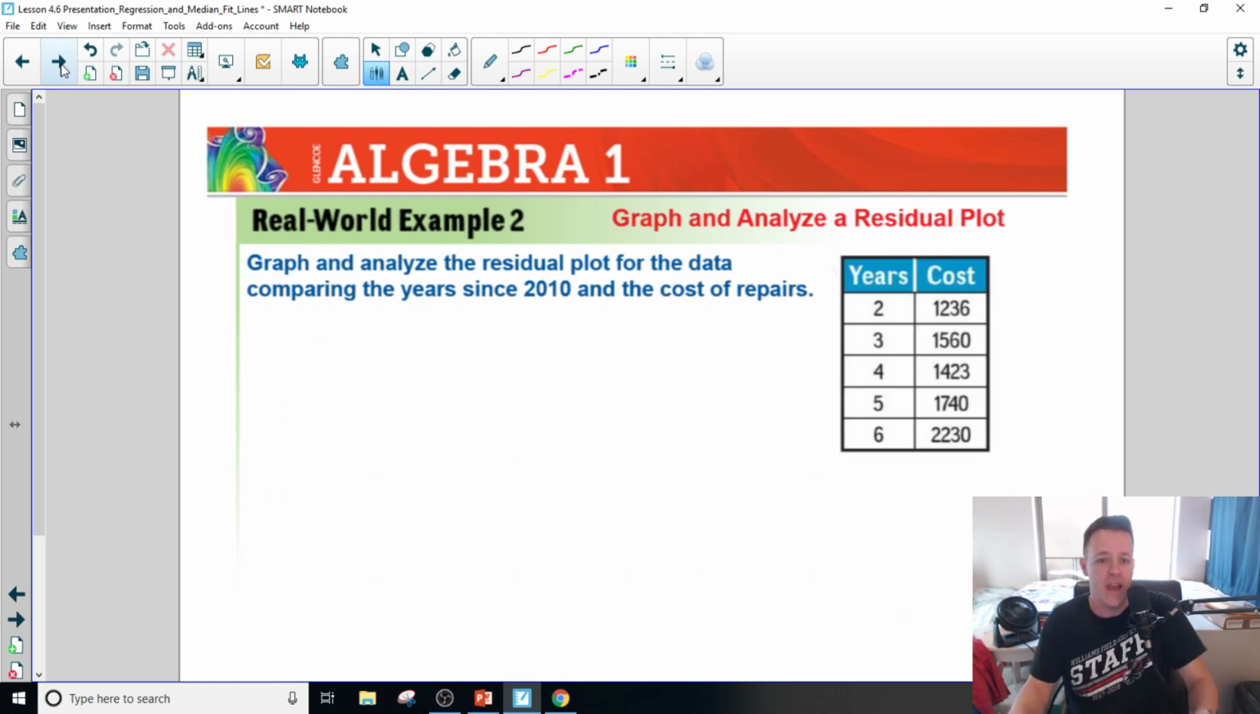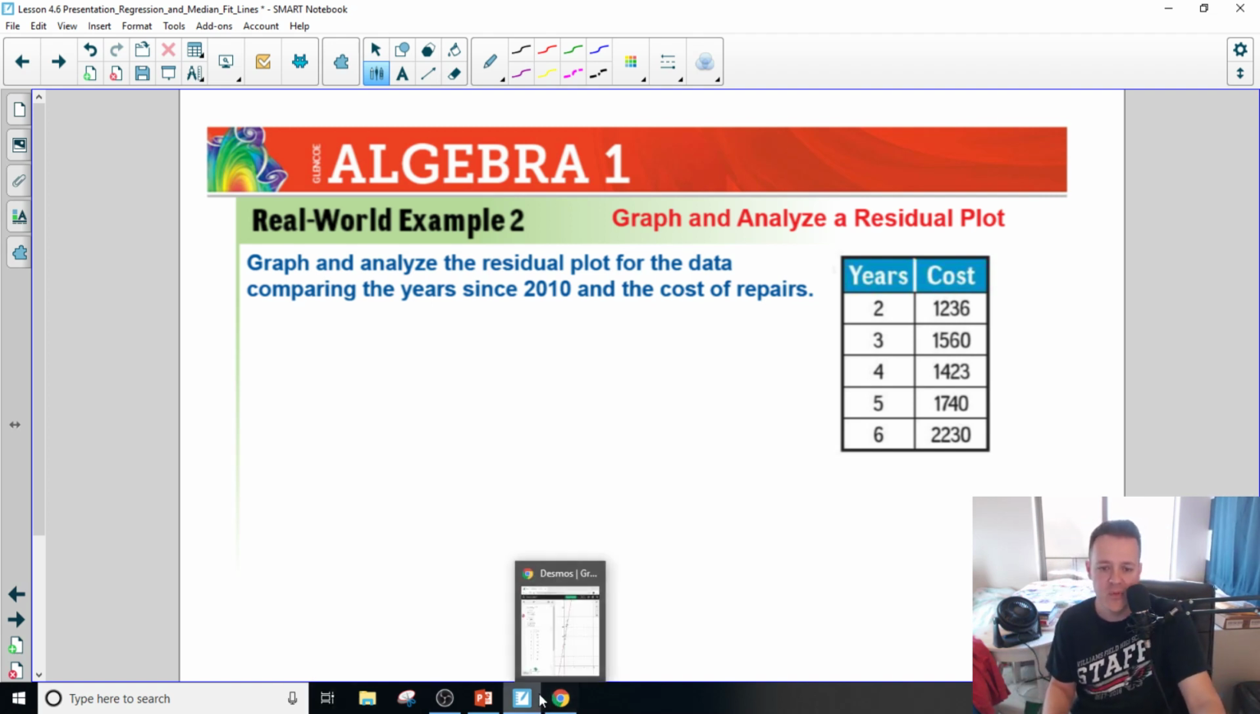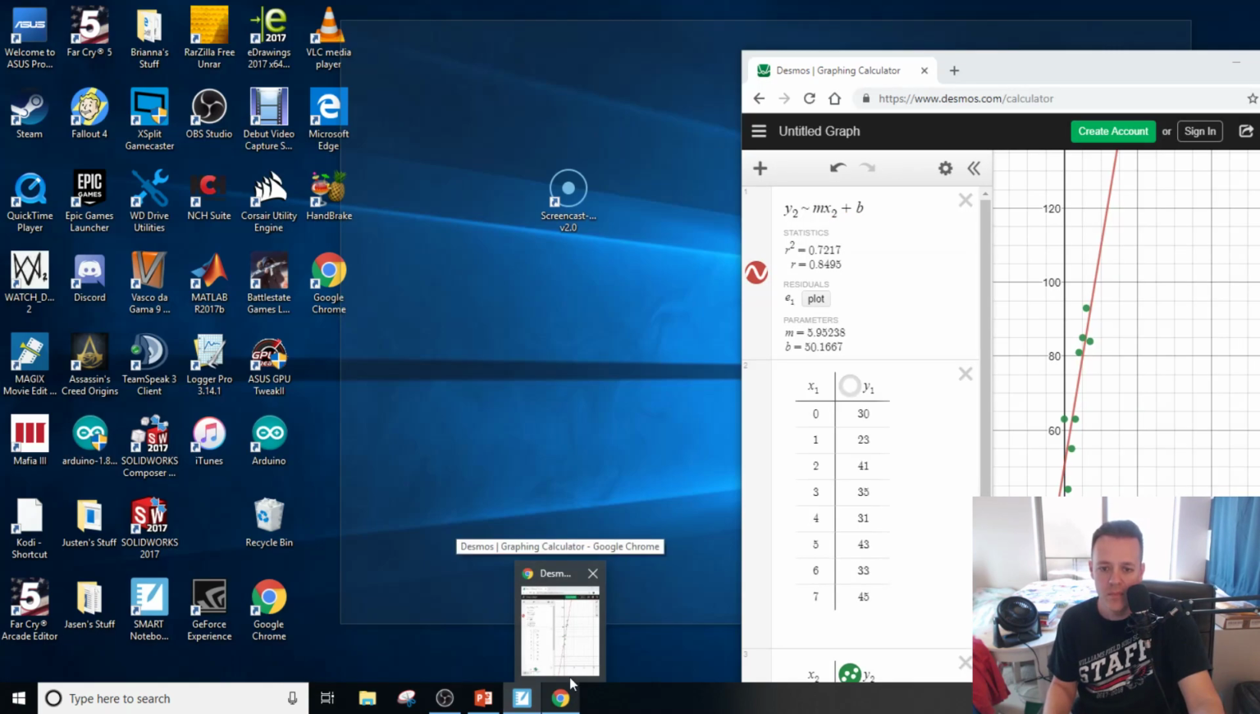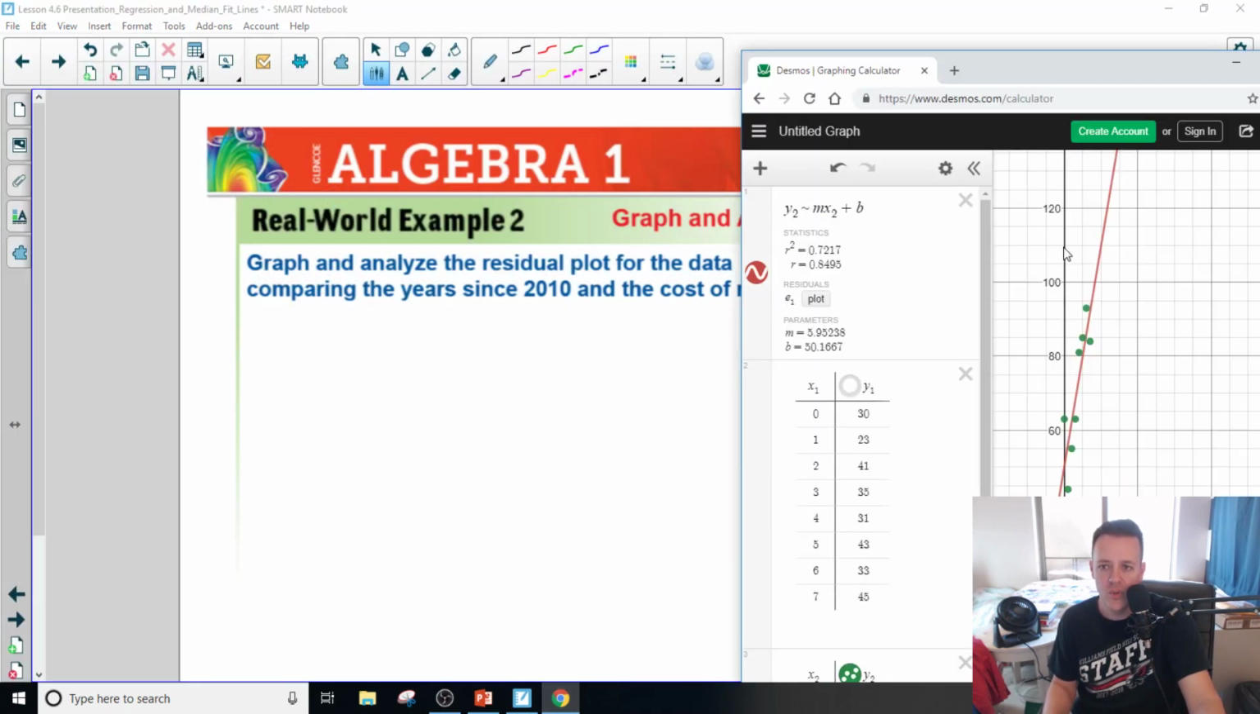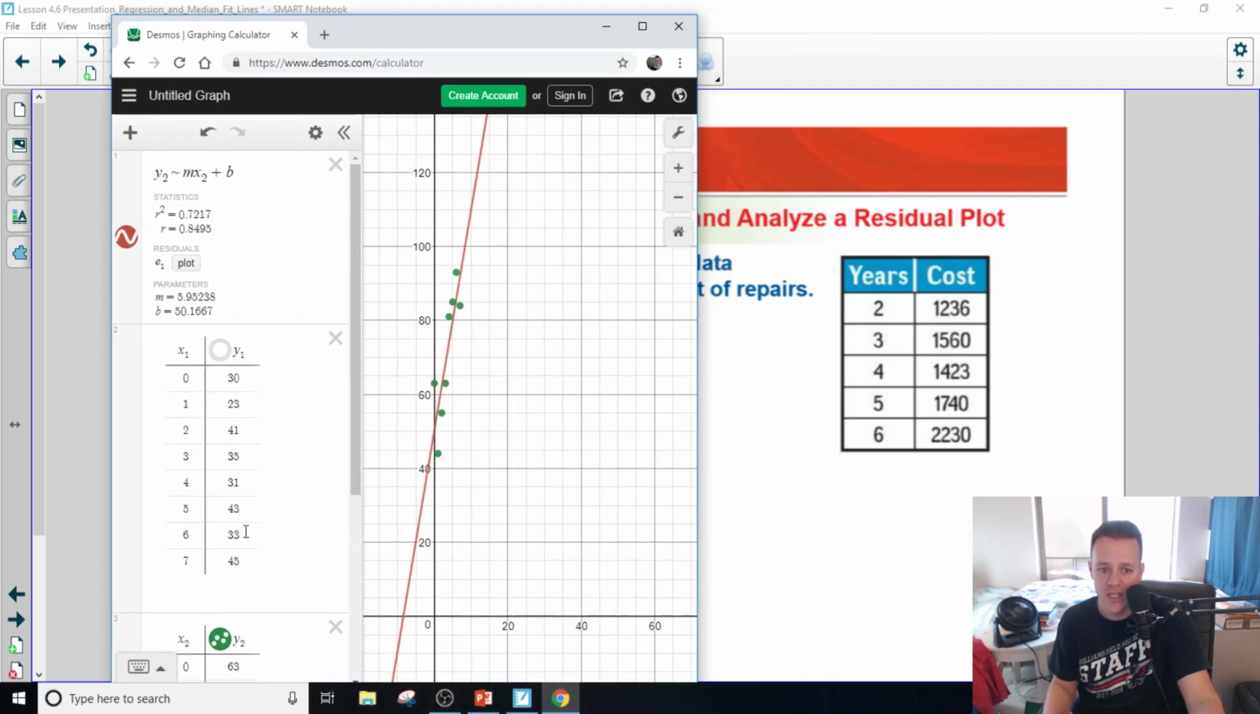Real-world analysis. Graph and analyze the residual plot data, comparing the years since 2010 to the cost of repairs. This would be like if you were having a car, okay? So we're just going to graph the analysis on this. I forgot to tell you what page we're on in your book. Hopefully you have it open. If not, we are on page 260. It's still the same thing. I want you to plot these out and see if you see any type of correlation. I'll plot it out while you do the same thing.